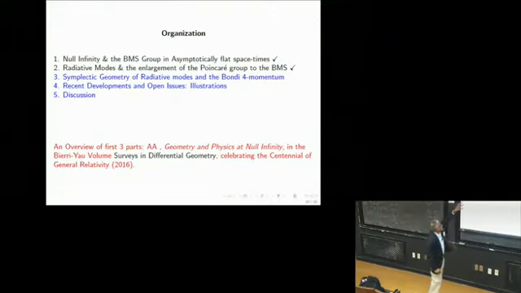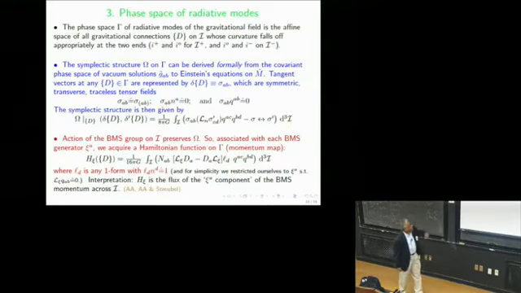So now I'm done with the first two longer parts of the talk, and now I would like to talk about the symplectic geometry of radiative modes and the Bondi-Sachs momentum. The third part is symplectic geometry, and the first three parts are quite old work, most of them, and they are reviewed in this paper in the Yau volume, Surveys in Differential Geometry. So let me start now with the third part, the phase space of radiative modes.